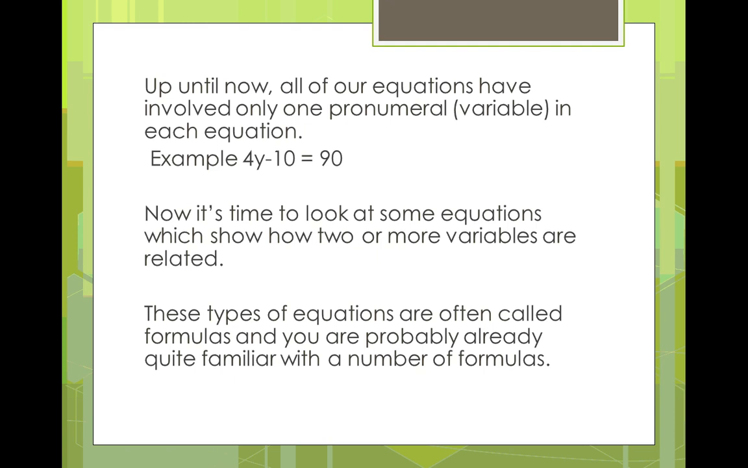These types of equations are often called formulas, and you're probably already quite familiar with a number of formulas. Let's have a look at some that you may have heard about already. Okay, so for starters, we've got one that says A equals L times W, otherwise known as the rule for finding the area of a rectangle, where L and W stand for length and width. We've got another one to do with rectangles. This time it's the perimeter formula or rule, where we've got 2 times the length plus 2 times the W, or the width, will help us find the perimeter.